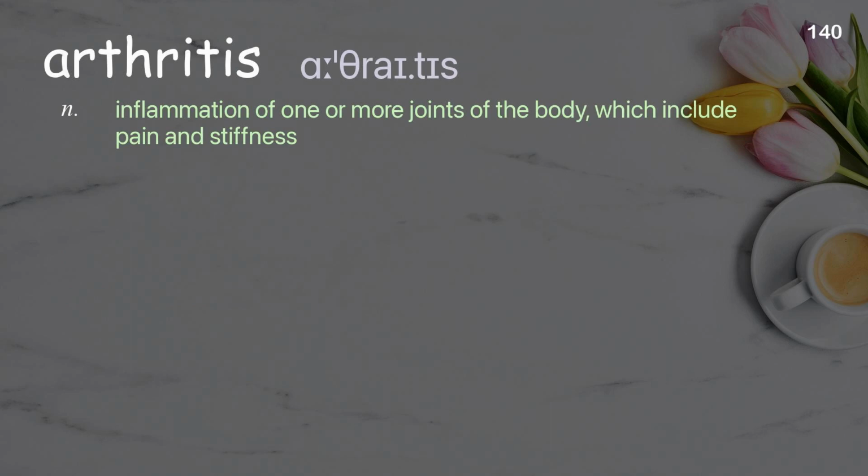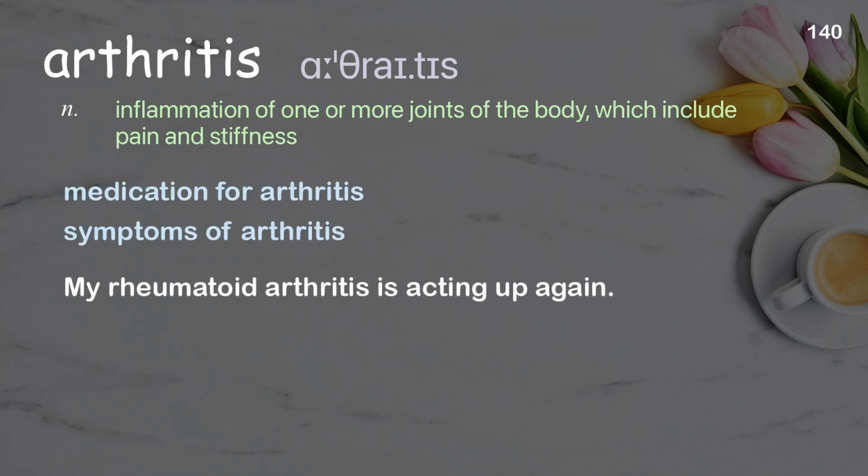Arthritis. Inflammation of one or more joints of the body, which include pain and stiffness. Examples: Medication for arthritis. Symptoms of arthritis. My rheumatoid arthritis is acting up again.